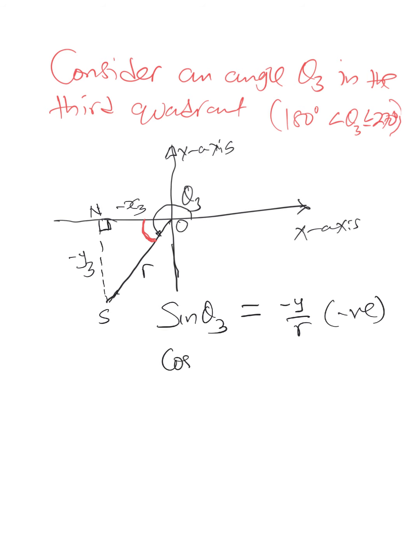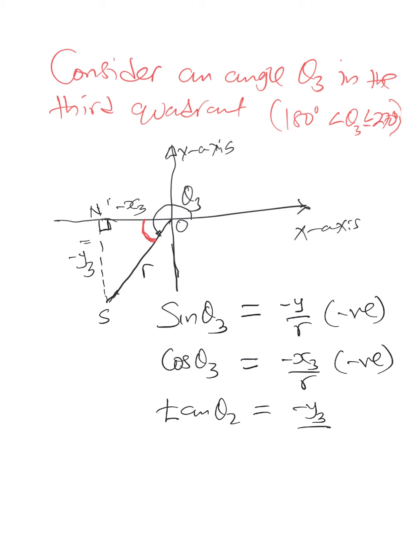Okay, the cosine of theta 3 is adjacent. The adjacent here is minus x3 over r, and this is also a negative because we are dividing a negative by a positive. What about the tangent of theta 3? Tangent is opposite, this side divided by this side here. So the opposite is minus y3 divided by minus x3. Okay, when dividing a negative by negative, you end up with a positive answer. Okay, so any angle in the third quadrant will have tangent positive and the other two ratios negative.